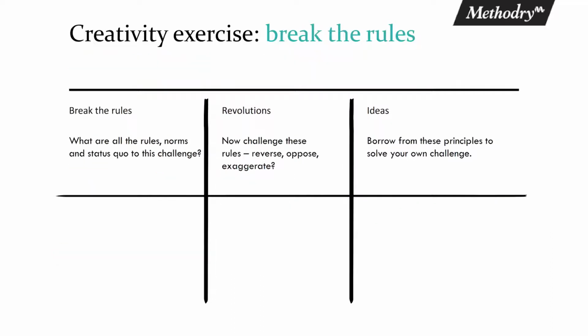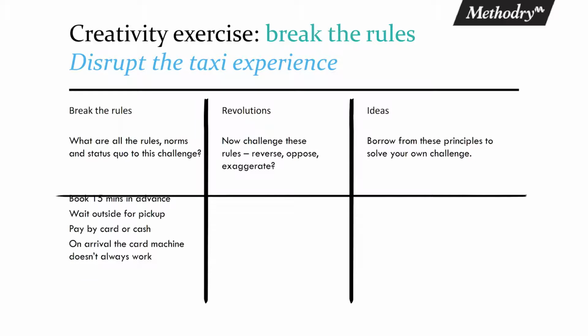As an example of break the rules, let's look at disrupting the taxi experience. The first thing we've got to ask ourselves are, what are all of the rules, the norms, the status quo to this challenge? Then we ask ourselves, how can we challenge these rules, reverse them, oppose them, exaggerate them? And then we move into ideas. How can we borrow from those revolutions to solve our own challenge? So the rules with the taxi experience were that you book 15 minutes in advance and you wait outside for a pickup and you can pay by card or cash. And when you arrive, sometimes the card machine doesn't always work and so on. So the revolutions were, well, what if we took those and changed them?